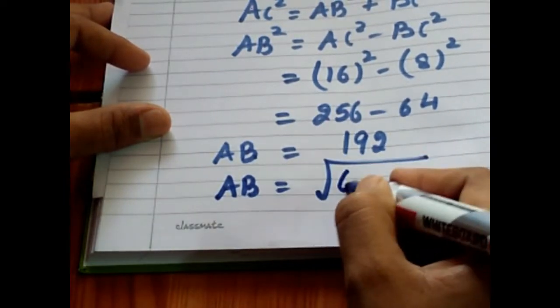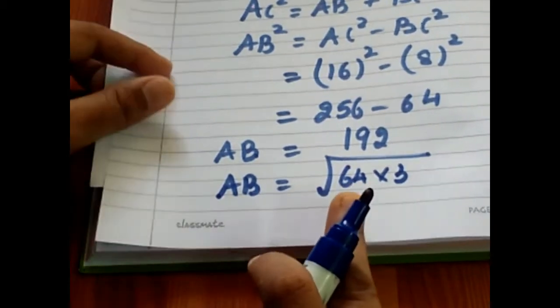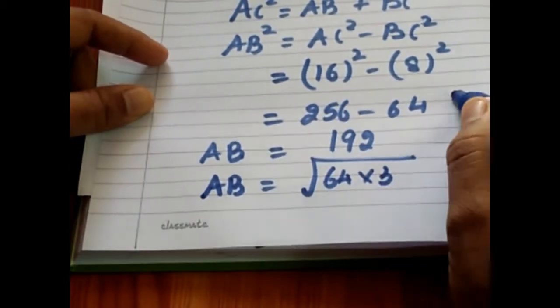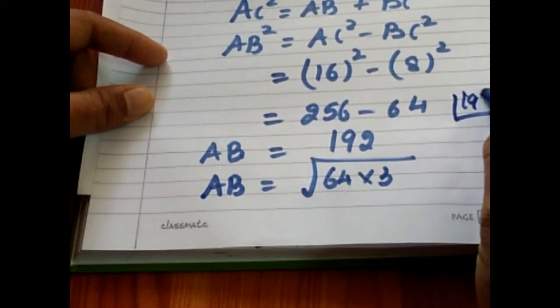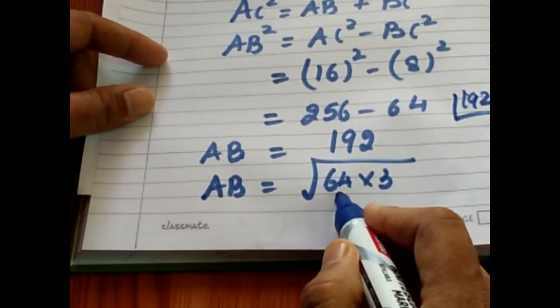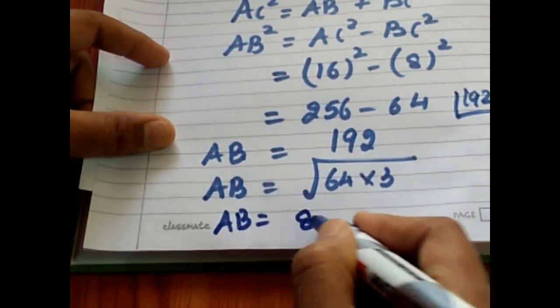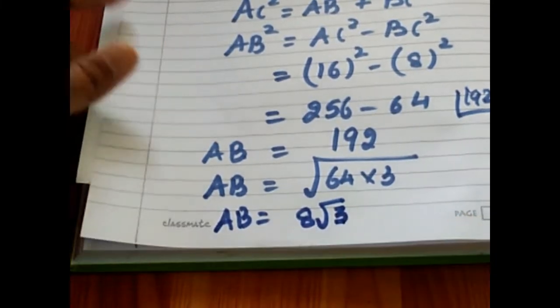AB square is 192, represented with one perfect square. I can represent this as 64 into 3. How do we get this? If you are not able to do it with mental maths, just go to the margin column, write 192, and go on finding out the factors. See that the product will have one perfect square. So the value of AB is equal to 8 root 3.